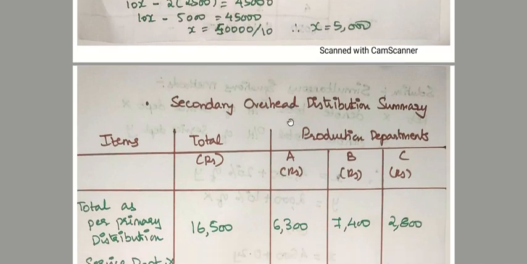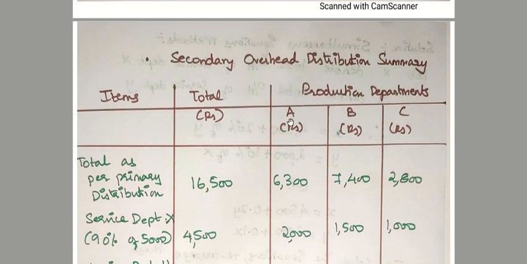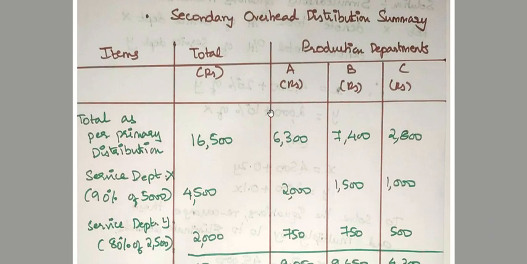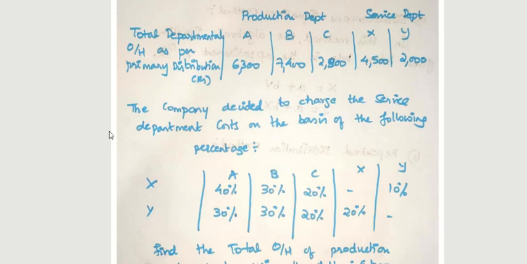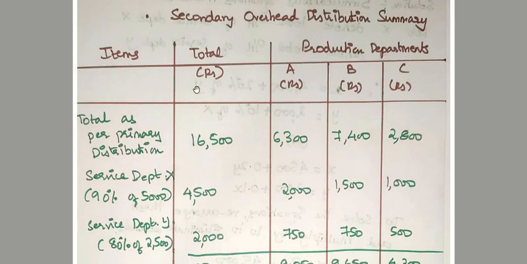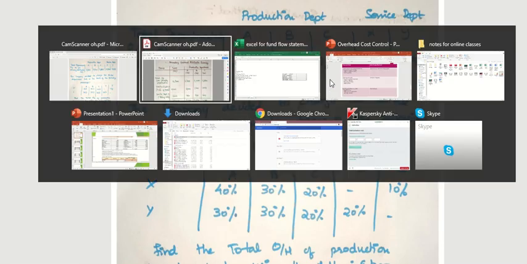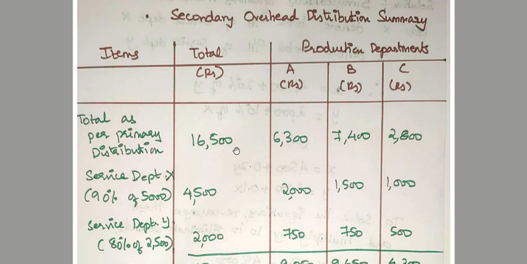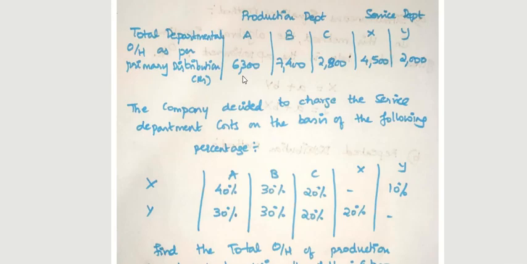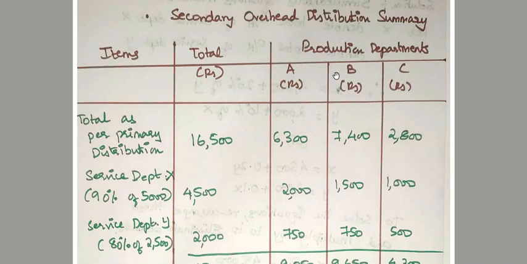So now if you implement this with your secondary overhead distribution table, we can finish up under the simultaneous equation method. So always we will start with total distribution as per the primary distribution. Total as per primary distribution, we have 16,500 as your total, which is 6,300 plus 7,400 plus 2,800. Only the production departments will be considered.